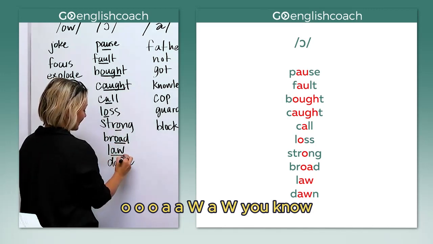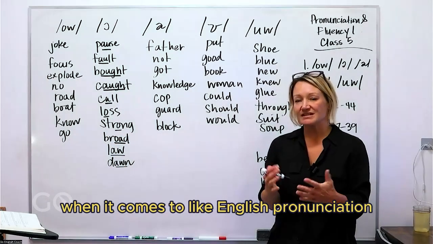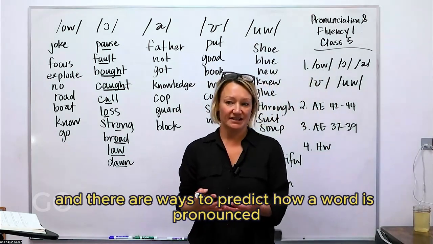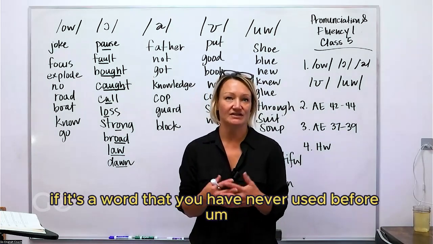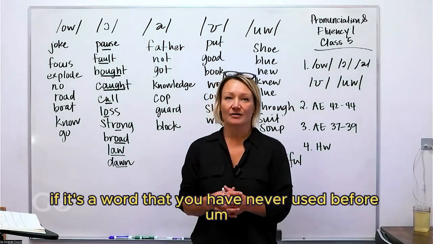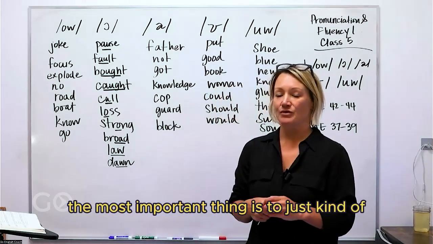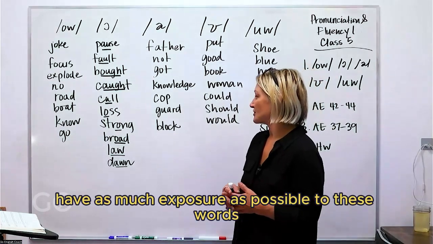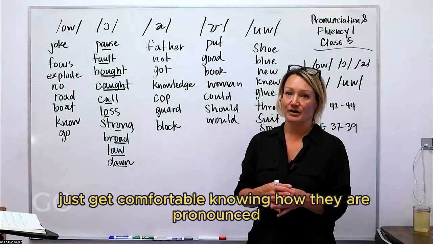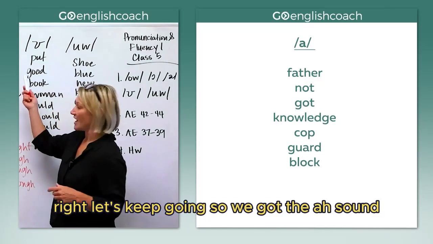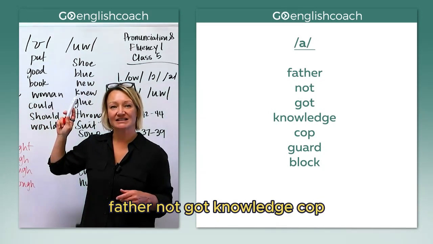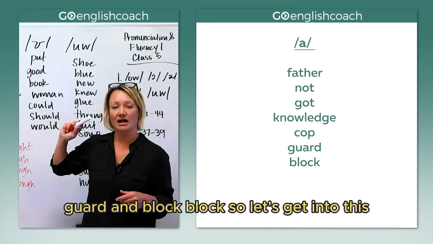O, O-A, A-W. You know, when it comes to English pronunciation, there are rules and there are ways to predict how a word is pronounced if it's a word that you have never used before. But generally, I believe the most important thing is to just have as much exposure as possible to these words and really just get comfortable knowing how they are pronounced, right? Let's keep going. So we've got the "ah" sound: father, not, got, knowledge, cop, guard, and block.